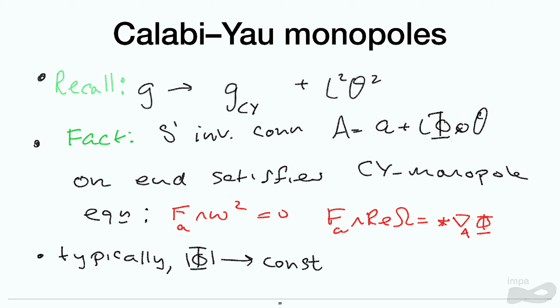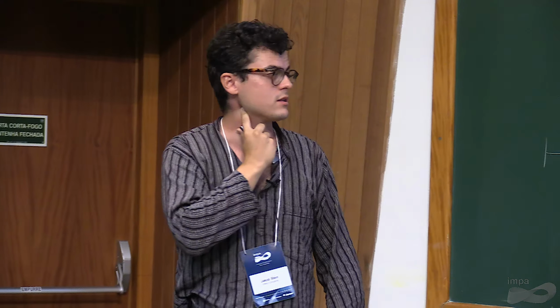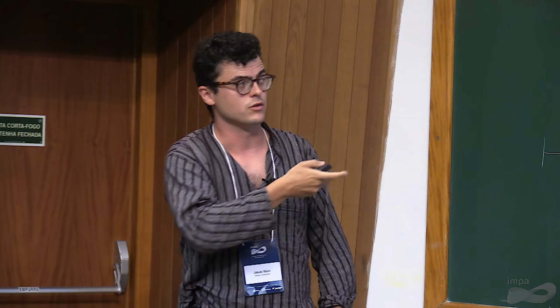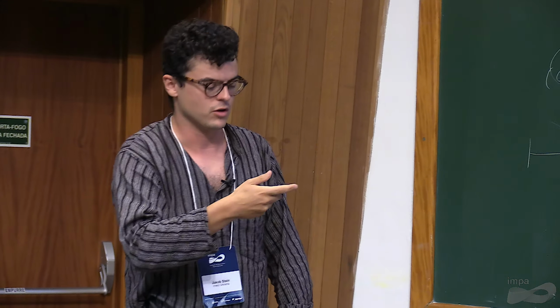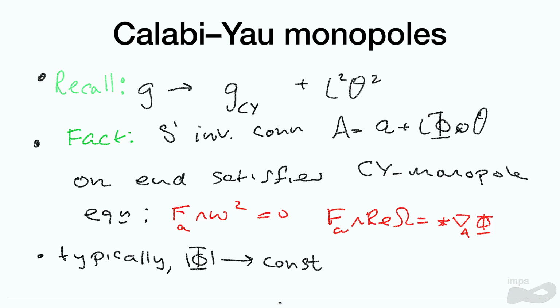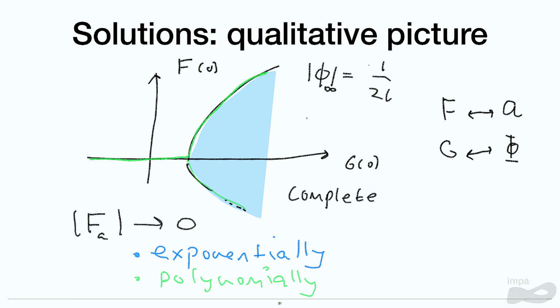And what's nice is that typically, for solutions to the Calabi-Yau monopole equation, along this end, the norm of the Higgs field is constant. So this comes from the fact that the norm of the Higgs field is subharmonic, and under suitably nice conditions, this is actually bounded, for example, this will converge. So this Calabi-Yau monopole is explaining what's going on here. So really, what this curve is parametrizing is when my asymptotic Higgs field, the asymptotic value of my Higgs field, is converging to 1 over 2L.